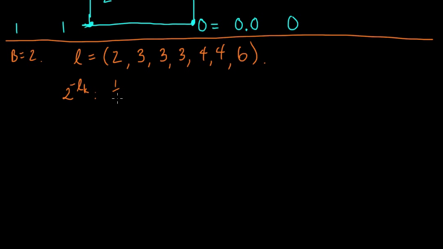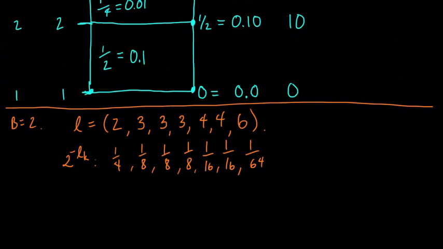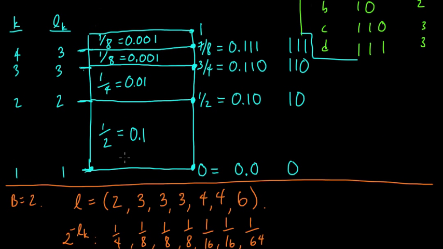Well, we're going to have 1 over 2 to the 2 is 1 over 4. 1 over 2 to the 3 is 1/8, 1/8, 1/16, 1/16. And the next one, 5, would be 1 over 32. So 6 is 1 over 64. Okay, so these are our numbers in that sum. And remember before, we represented that by stacking up these blocks in order.